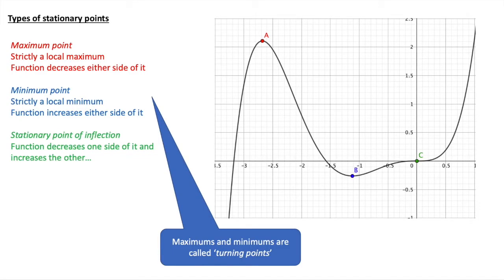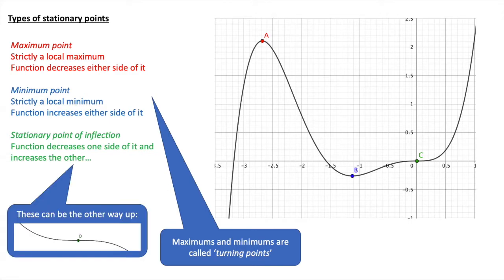Another way of saying that is as we approach the stationary point of inflection from the left, the function is increasing. It stops increasing at the point but then carries on increasing, and of course that can happen the other way round, as it were. So the function can be decreasing on its way to the stationary point of inflection from the left and then carries on decreasing after the stationary point of inflection.